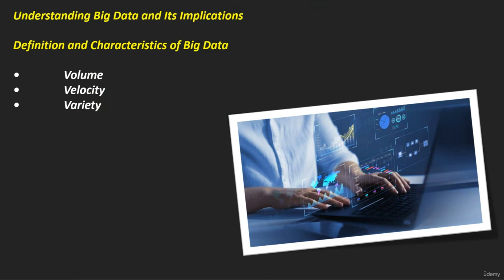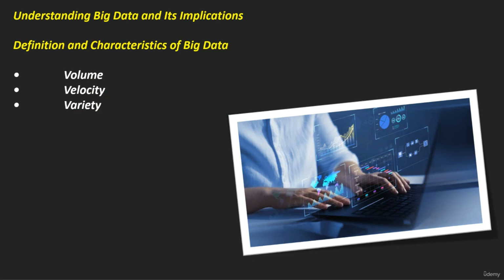In this part of the introduction, we will delve into the basics of big data and explore its implications for businesses. The first concept we need to understand is big data and its implications. First, we have to talk about some of the definitions and the characteristics of big data.